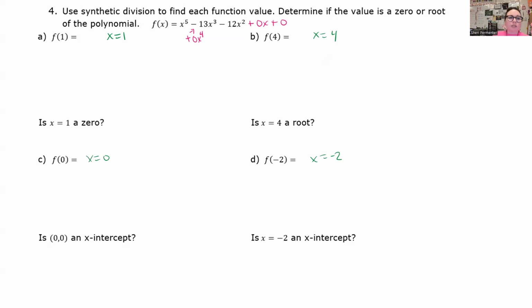So now I'm going to set it up to do synthetic division, putting that little number in the box. So I have 1. And then I'm going to set it up with my numbers across being 1, 0, -13, -12, 0, 0. And I'm going to put my bar, and then I'm going to drop it like it's hot. That's how I will always start my problem.